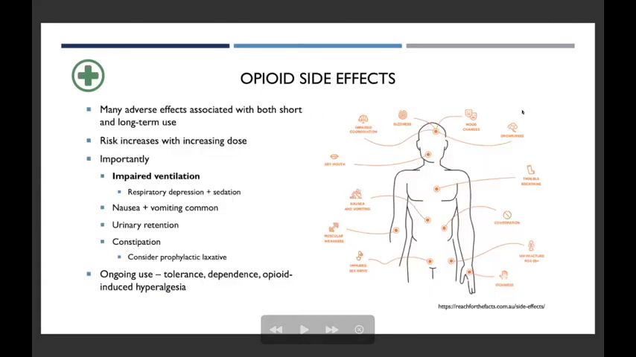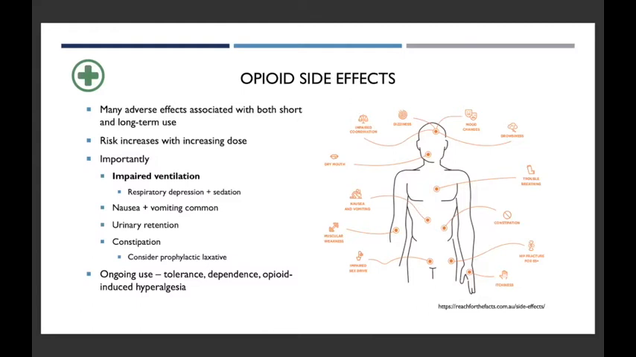In terms of opioid side effects, there's many of them, and they occur with both short and long-term usage, and the risk increases with increasing dosage, as we sort of said. Some of the important ones to note, and perhaps the most important one, is opioid-induced ventilatory impairment. That's because opioids act as a respiratory depressant, and they also act to be sedating. So when you have increasing doses, it can cause increasing respiratory depression and increasing sedation, leading to impaired ventilation.